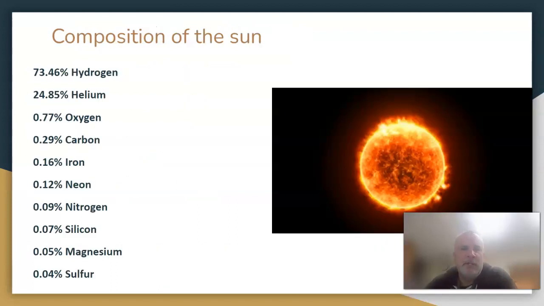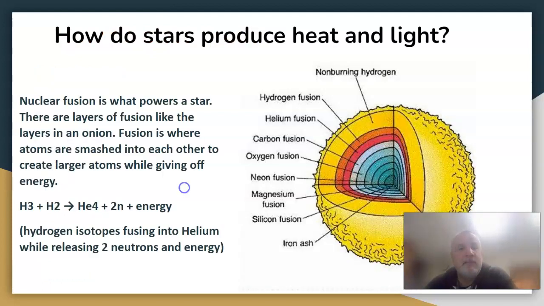Composition: it's mostly hydrogen, followed by helium, and then some small amounts of oxygen, carbon, iron, neon, nitrogen, silicon, magnesium, and sulfur. It's mostly hydrogen and helium because hydrogen is the fuel that burns, that fuses, I should say, into helium, and that's what it needs the most of. When it starts running out of that, well, then bad things happen.